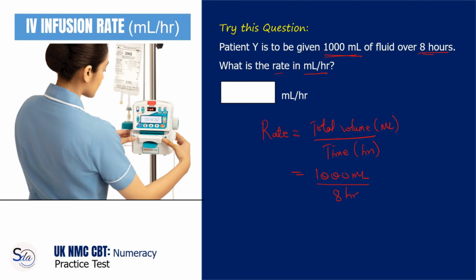Probably once you get the answer, I would want you to leave the interpretation in the comment section. I just want to know if you understand, okay? 1000 divided by 8 is equal to 125 ml per hour. So the answer here is 125. How do you interpret this? Let me know in the comment section.